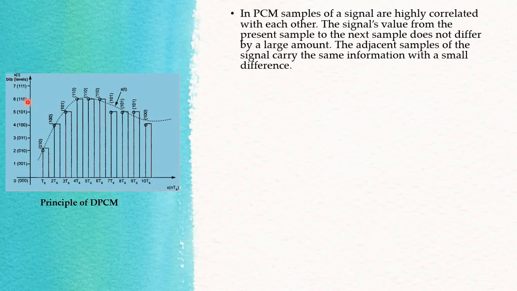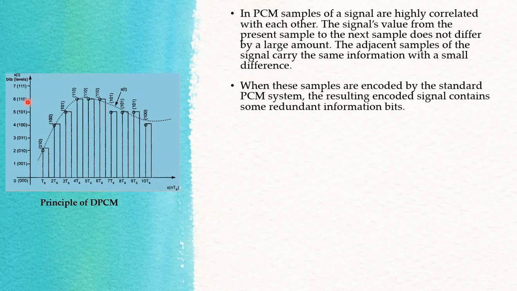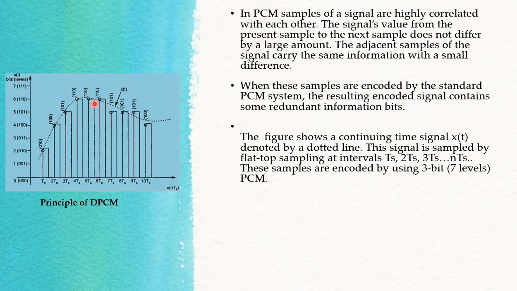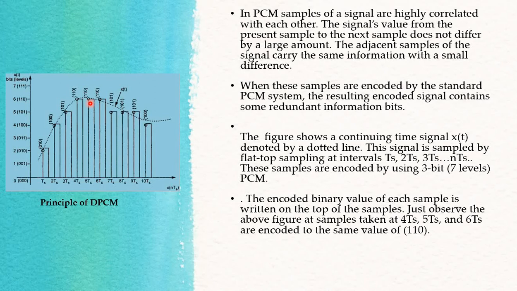Now what we are doing in case of DPCM? When these samples are encoded by standard PCM, the resulting encoded value consists of the same bits, the same redundant information. We are transferring the same information. So in DPCM we predict what is going to be my next output, and based on that we remove the signal. Unnecessarily we are transferring the same information, and this leads to wastage of bandwidth. To overcome that we go for the next type of technique, that is differential pulse code modulation.